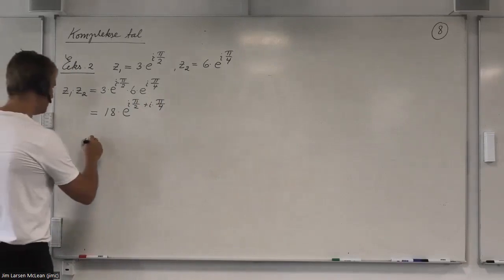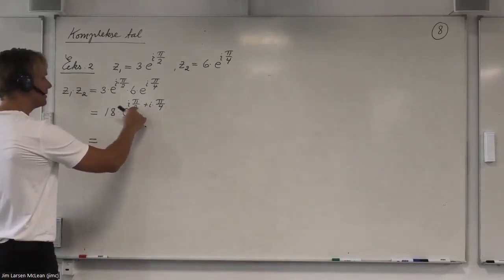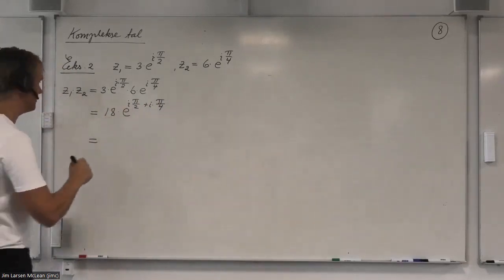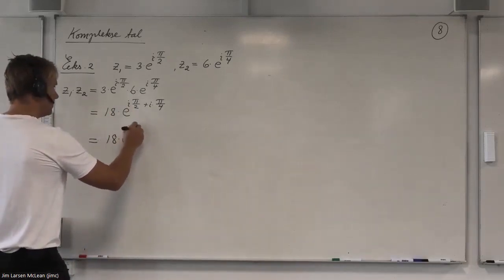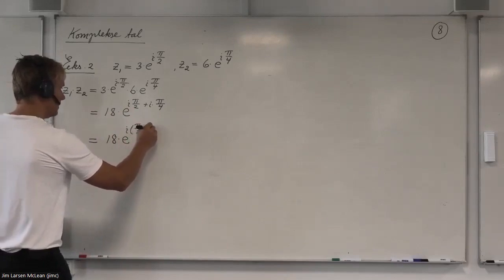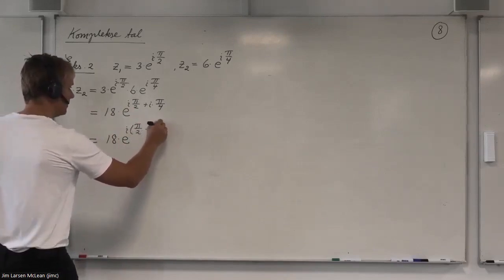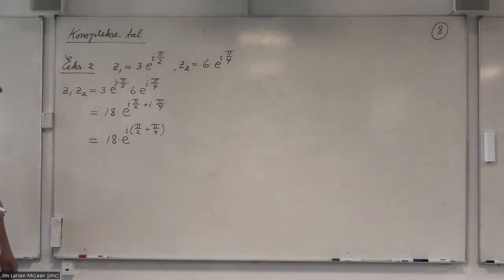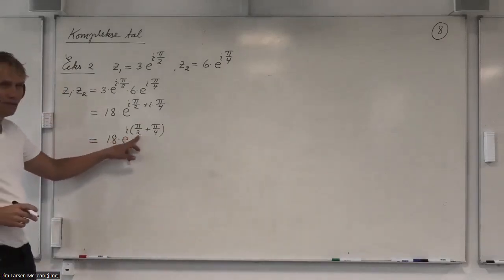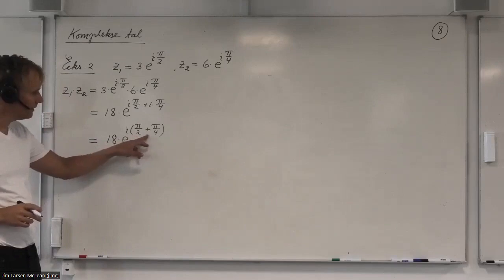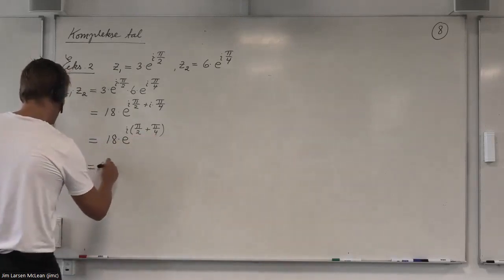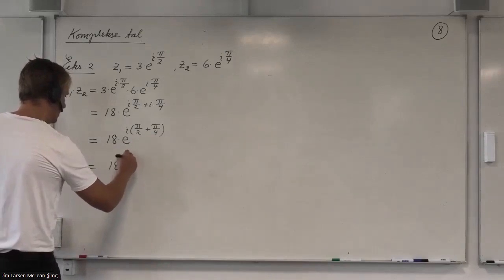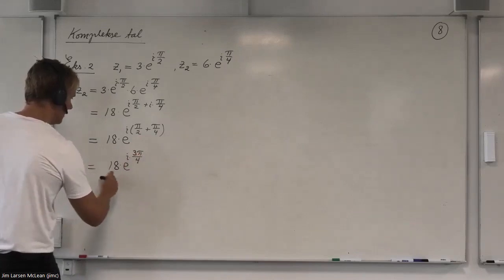See, over there I can put in a common factor. So that's why I can write it as 18 times Euler's number raised to the power of i times, in parentheses, pi over 2 plus pi over 4. And then we can convert this into quarters. Here's 2 pi quarters plus 1 pi quarter. That's 3 pi quarters. So this can be written as 18 times Euler's number raised to the power of i times 3 pi over 4. And that's the result.